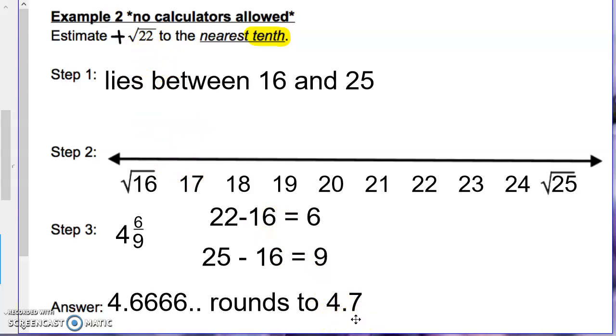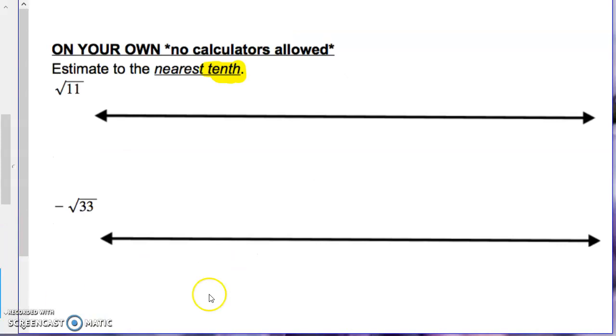Now is when you could check with your calculator. You can type in the square root of 22, and you should get that it is approximately 4.7. You can pause the video and do these two on your own, or I'll come back and do them with you.